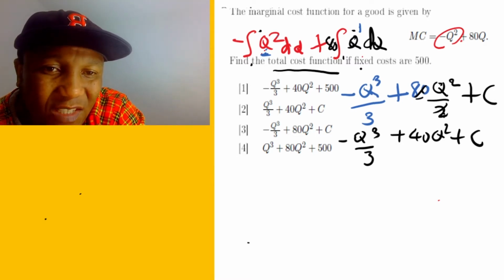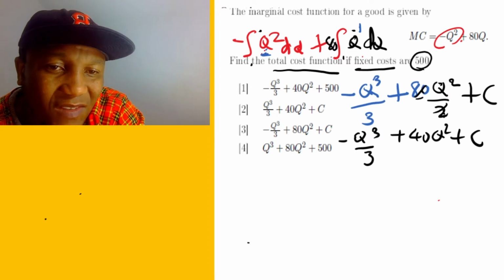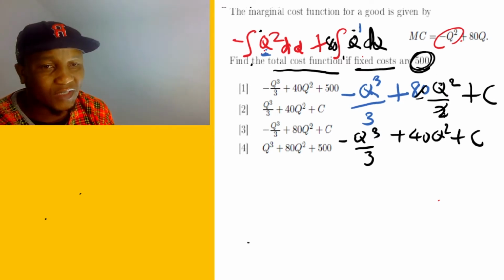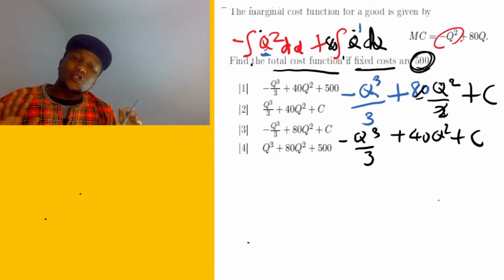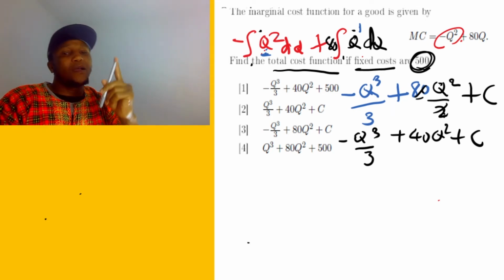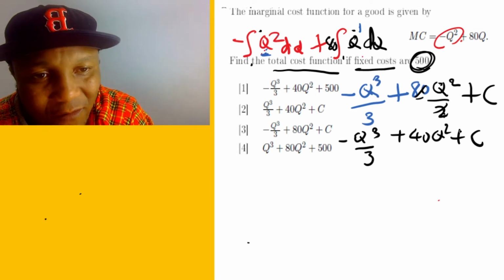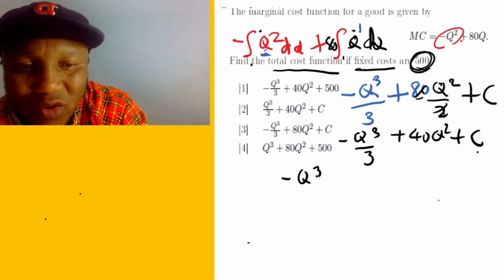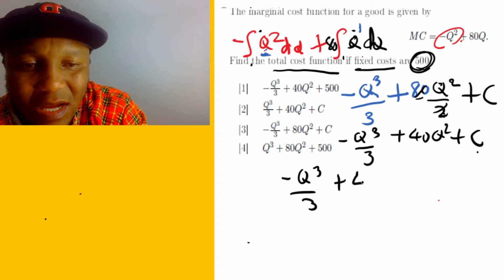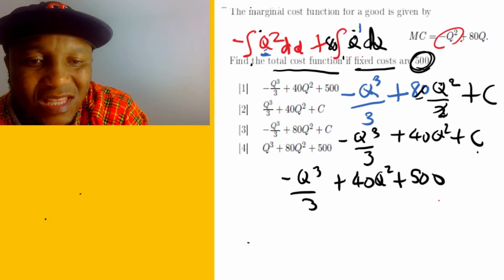But now, they mentioned something here. The total cost function has a fixed cost equal to 50. So c means constant, and the constant is always the fixed cost. I'll replace the c for this case, but in normal integration, leave it how it is. Since they told you the fixed cost equals 50, I'm going to replace c with 50. So finally it's going to be negative q cubed over 3 plus 4q square plus 50, and this is my final answer.